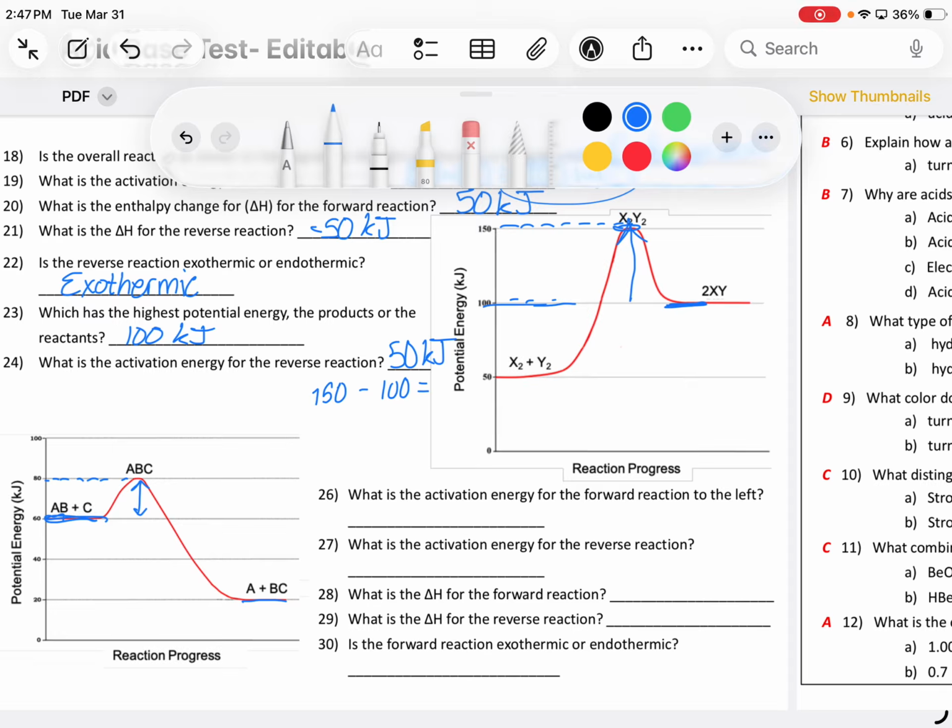We're starting at 60, so what's 80 minus 60? 20. Hopefully that feels pretty good. You're getting the hang of that. 20 kilojoules.